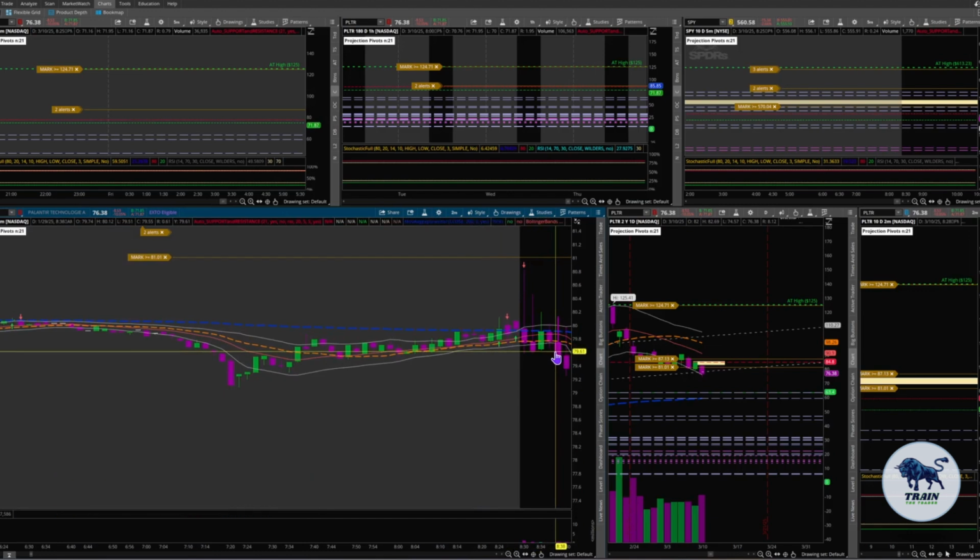Where's your stop? Where would your stop loss be? Well, your stop loss, you can put it at the 200 right there, or you can put it at the top of the candle that you entered, which would be right here.